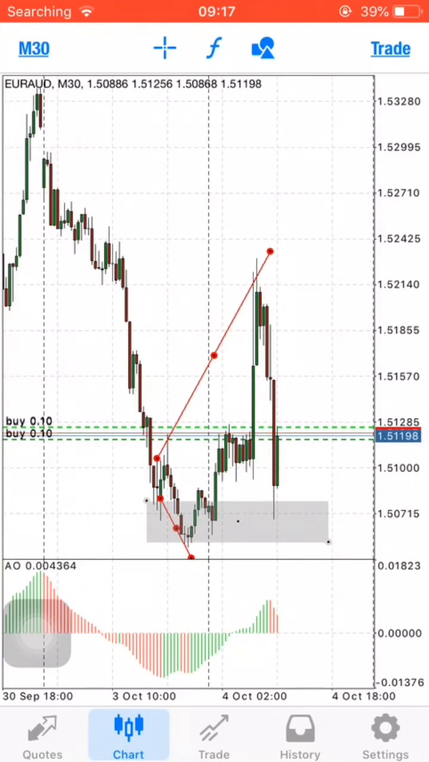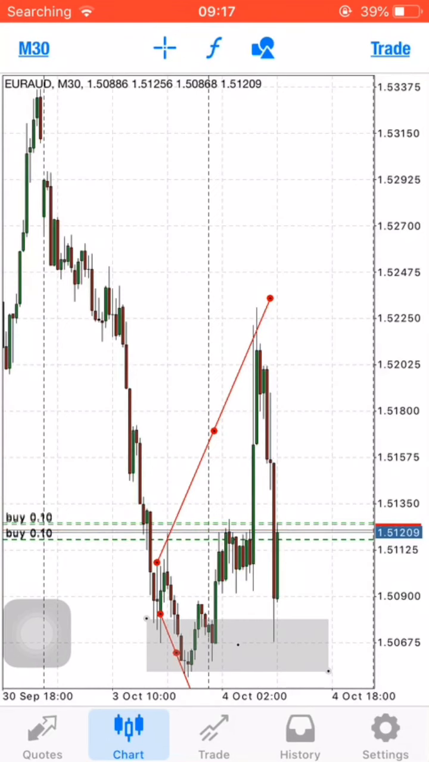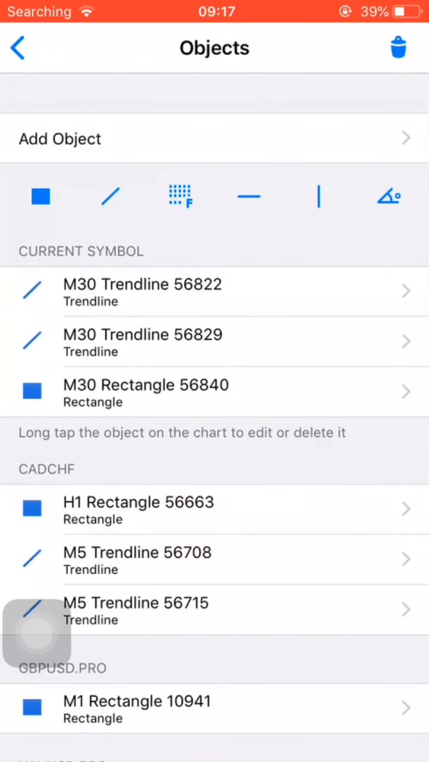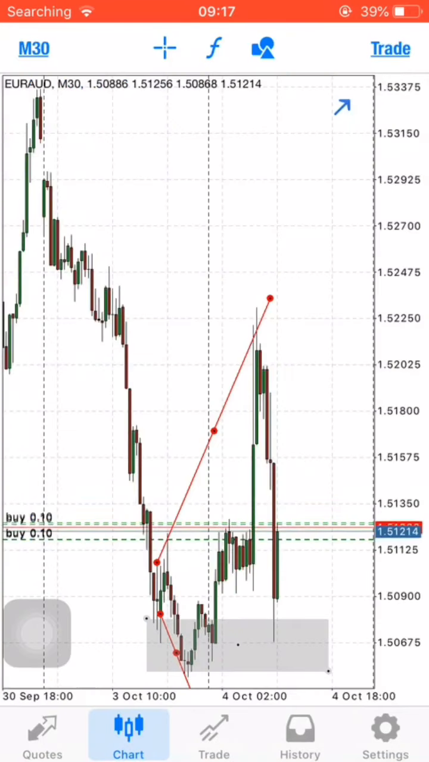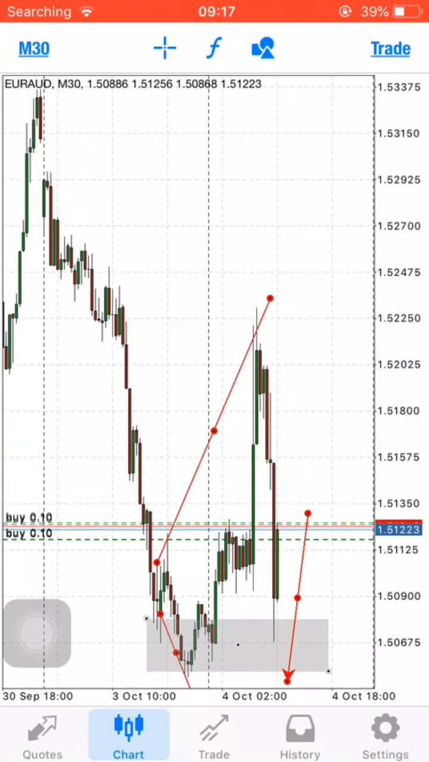As long as the market doesn't close below this, our stop loss could be way below, guys. Let me just use an arrow. Our stop loss could be way below here. Okay, I've entered about 4 positions.